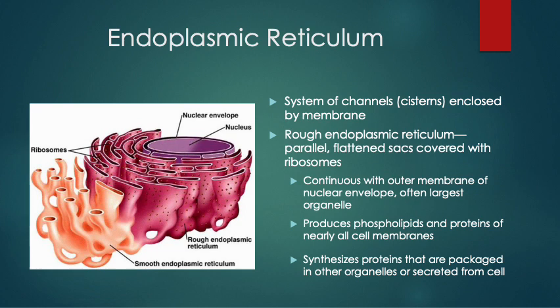So the rough and the smooth ER are continuous with each other and the nuclear envelope. They are attached to the nuclear envelope, and then it flows into the rough ER and then the smooth ER. The rough ER produces phospholipids, which are important for the cell's membrane, and proteins. Protein synthesis can occur here, and they can be packaged and transported out of the cell from the rough ER.